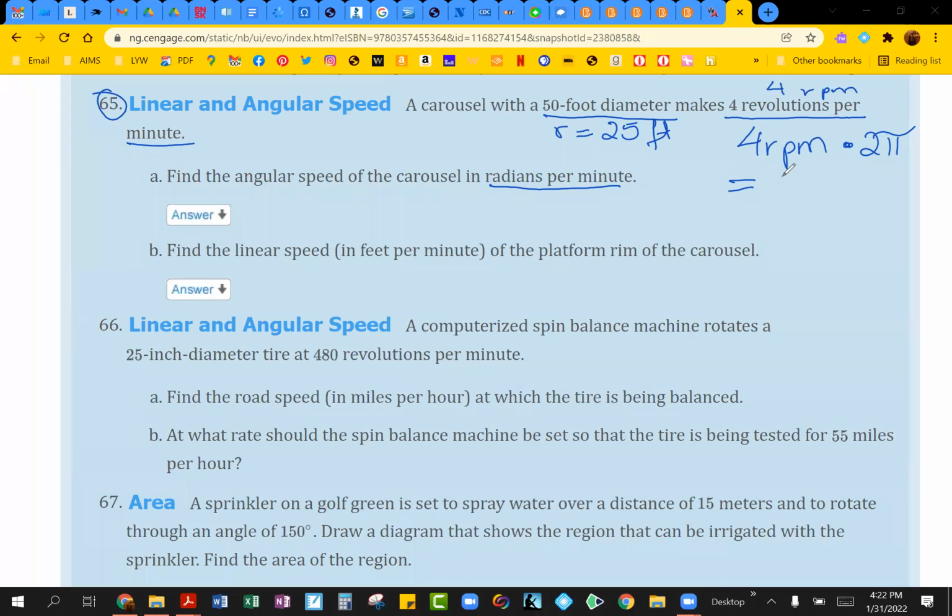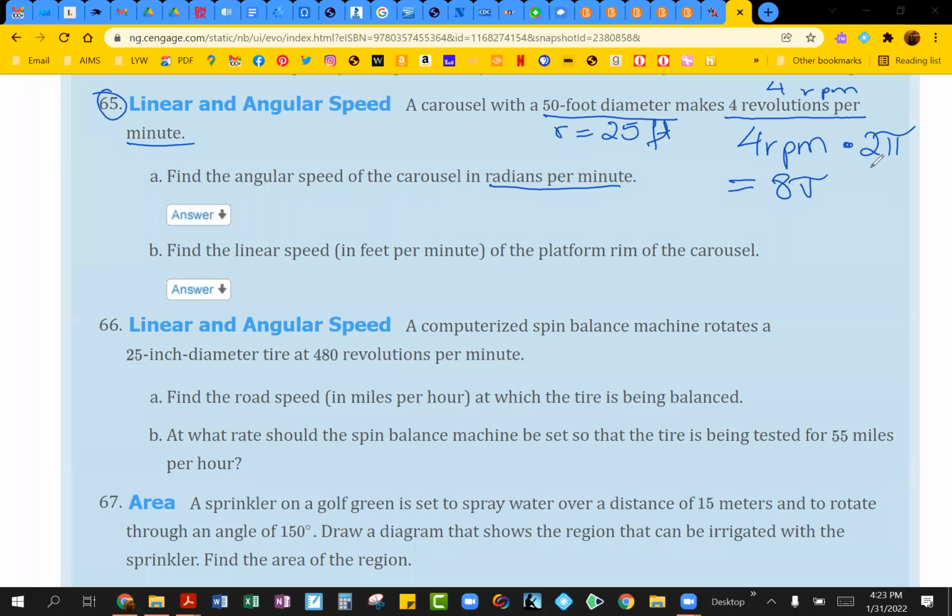2 pi is a full circle. Yeah, very nice, because the full circle is 360 degrees, or in radians, it's 2 pi. So that will give you 8 pi. And then what do we do next? Divide that by 1 minute. Right.